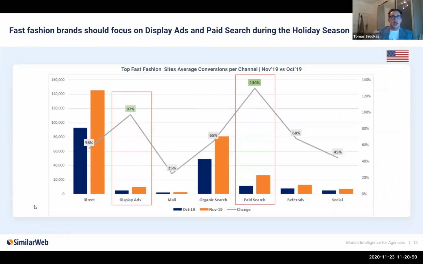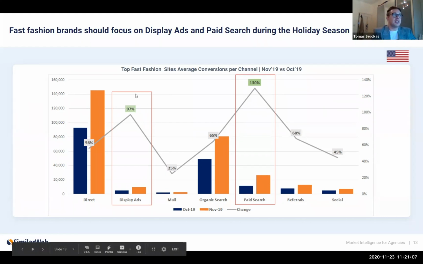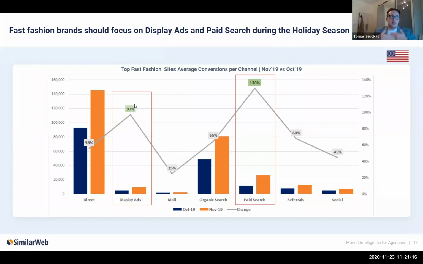So this gives you an understanding of first how much budget you should allocate for holiday season and how you should distribute it across the channel. So which channels are the most important during that time? And we can see here that display ads have been increasing significantly. So we see 97% growth in total conversions going just from display ads. And we see increased conversion from display ads, but it's also a big part of it that display ads are used for branding, and it's also signaling that it's very important for it.